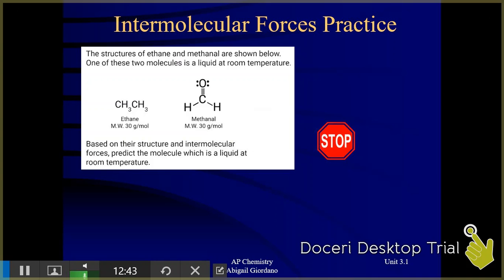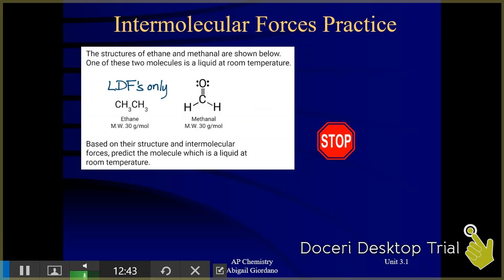Okay, ethane, that first molecule, if you were to draw that one out, you would see that it is a completely symmetrical molecule. It is non-polar, which means that it has London dispersion forces only. That is its only intermolecular force of attraction.